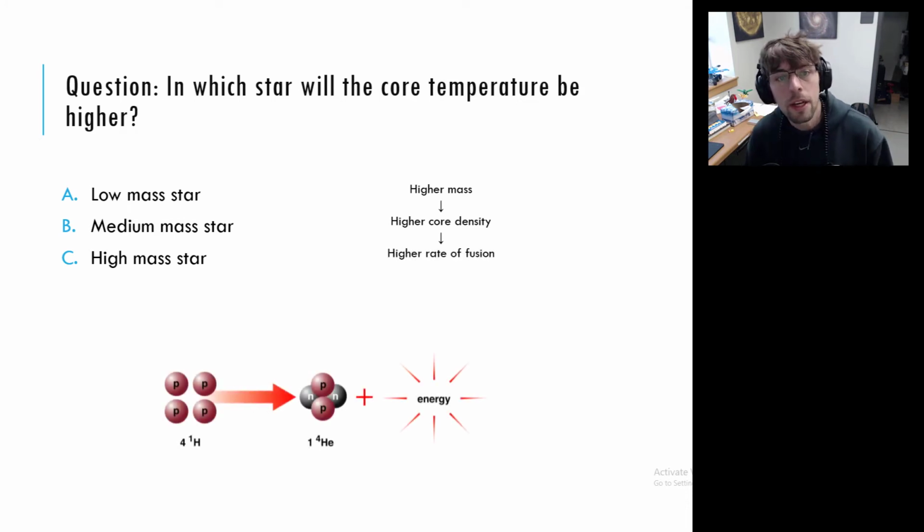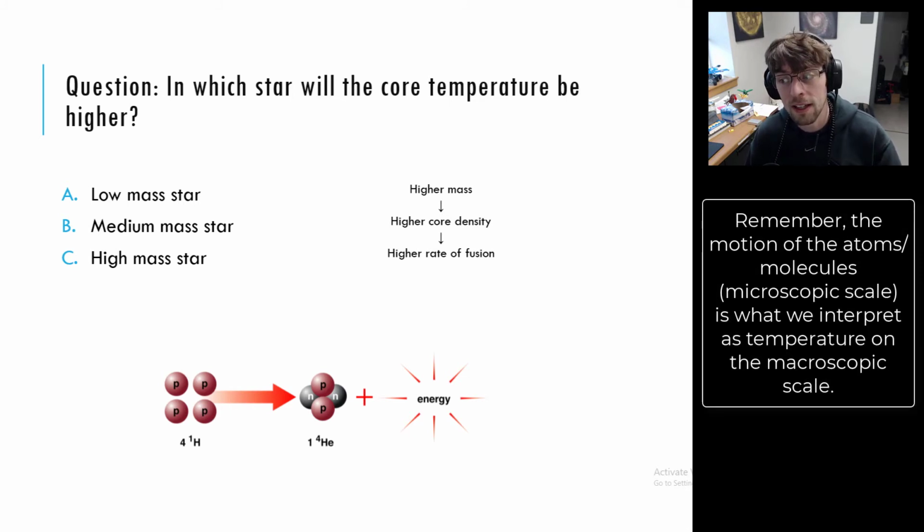So the next question for you. In which star will the core temperature be higher? Go ahead, think about that for a second. Got it? Good. Now, don't forget, fusion is how a star produces its energy, right? It's converting mass into kinetic energy of the helium atoms. So if the rate of fusion goes up, I am producing more helium atoms, which are running around. And so therefore, I should have a higher temperature. The rate of fusion will dictate the temperature of the core. So a higher rate of fusion will correspond to a higher core temperature.